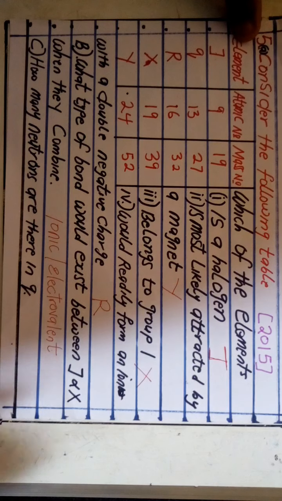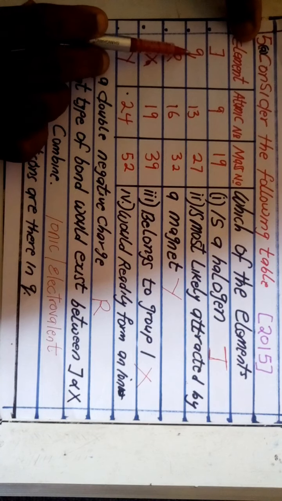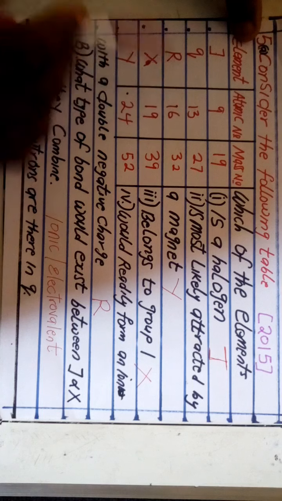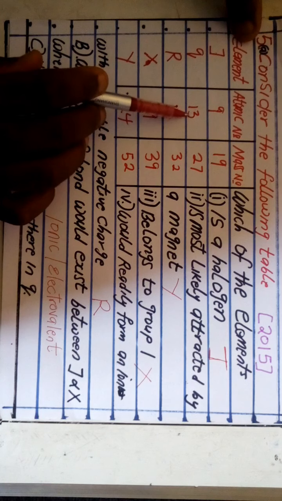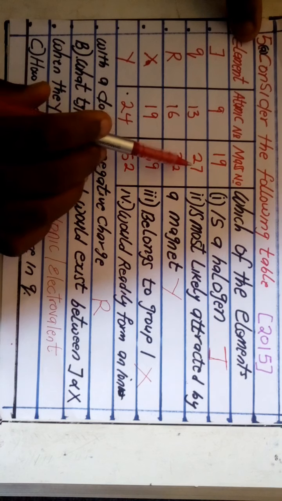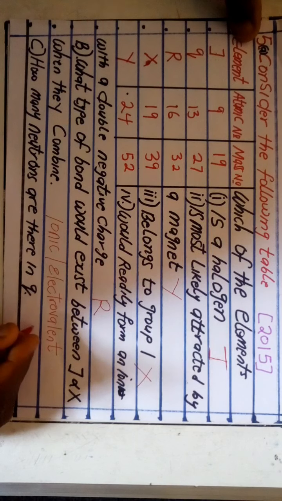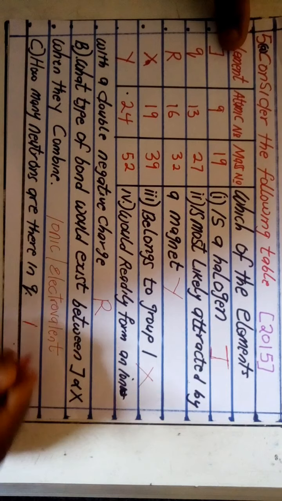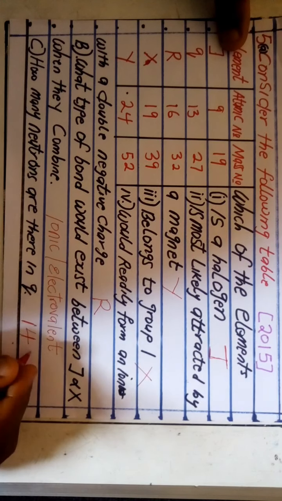How many neutrons are there in Q? Q is aluminium. To get the number of neutrons, you subtract the atomic number from 27. So you get 14 neutrons.